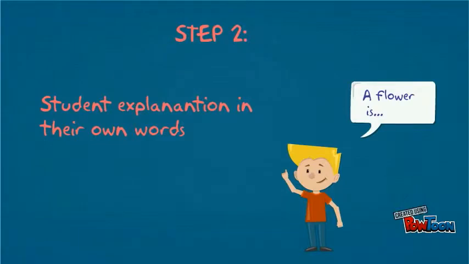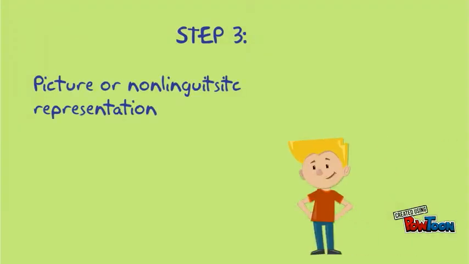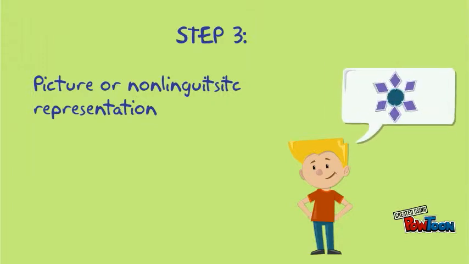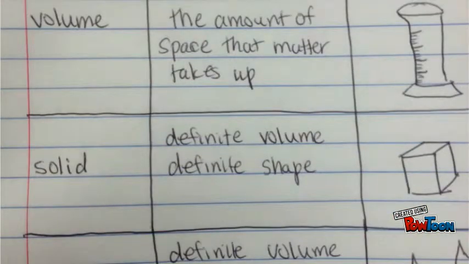In Step 3, students need to create a drawing, picture, or other non-linguistic representation to help them identify and remember the term. Students will often ask what to draw, but this strategy is most effective if the students make a connection between the word and a picture. This is where 3-column vocabulary notes are useful. 1 column for the word, 1 for the definition, and 1 for a picture.